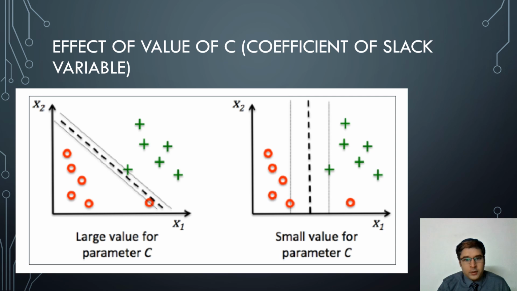The effect of the value of C, the coefficient of the slack variable, is discussed in this slide. A large value for parameter C will result in this graph here, and a small value for parameter C will result in this graph here. So it should be an optimal value in between large and small. Basically, if it is a large value, then it will be a very close margin, and a small value might not classify these types of circles at all.